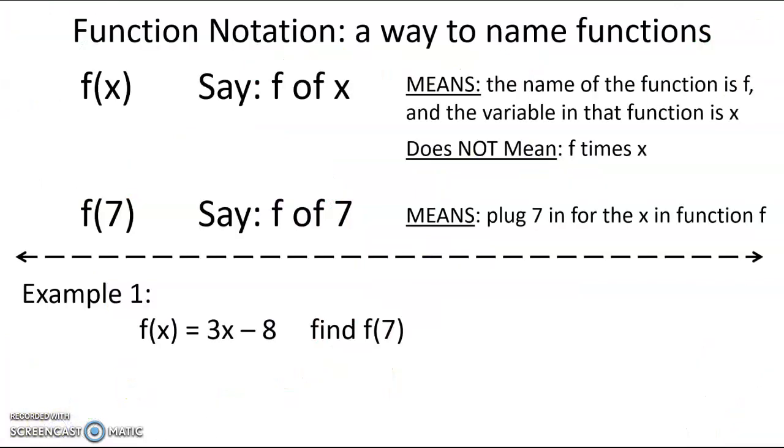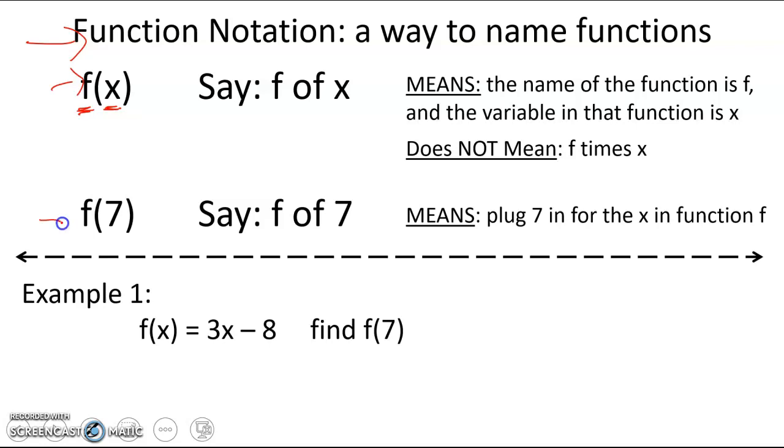So function notation, what it says at the top, is essentially a way to name functions, okay? So basically, if you're dealing with a problem where you have multiple equations, it's a way to identify them. Right here, f of x, f in parentheses x, that's not multiplying x by f. It's essentially saying we're naming the equation f, and the variable that we're going to use in that equation is x, okay?